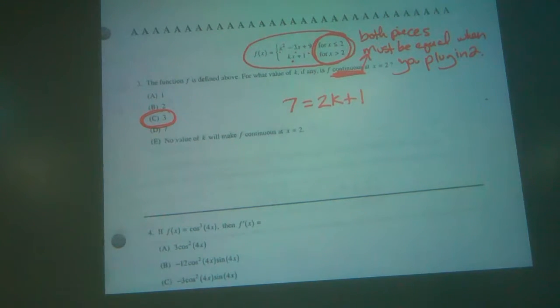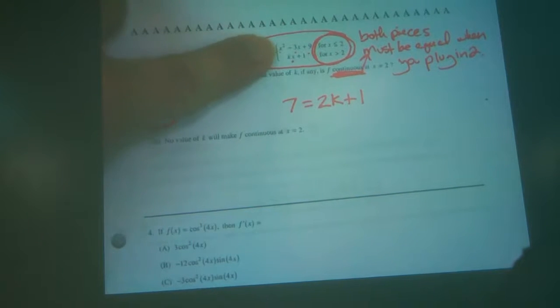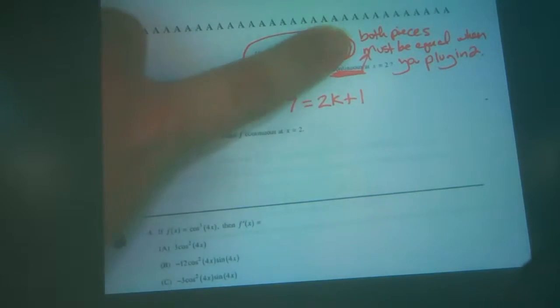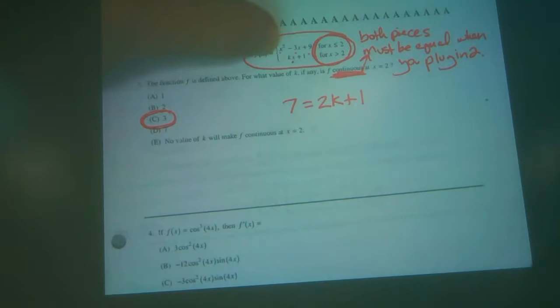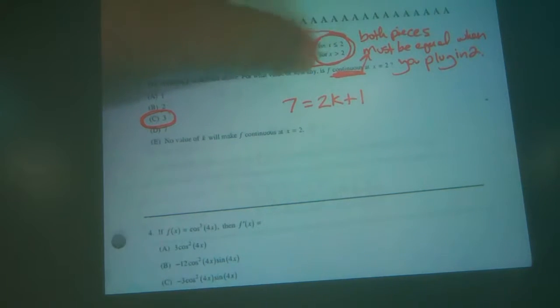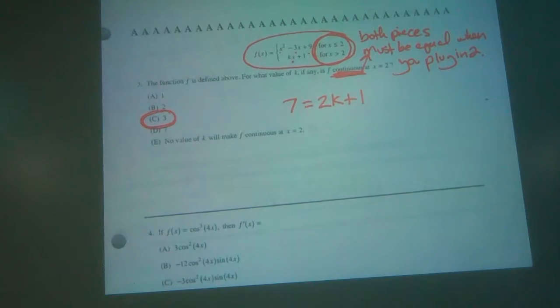Right, piecewise functions are only continuous if each piece is continuous, which these are. This is a parabola and a line. And then where your pieces come together, they have to be equal. So basically it's so that you can make a smooth transition from this parabola to this line without a break between them.